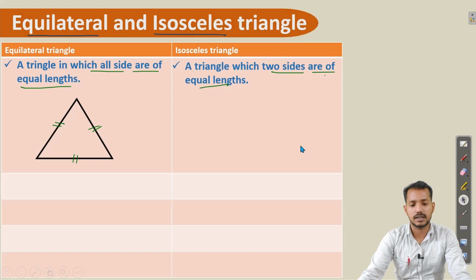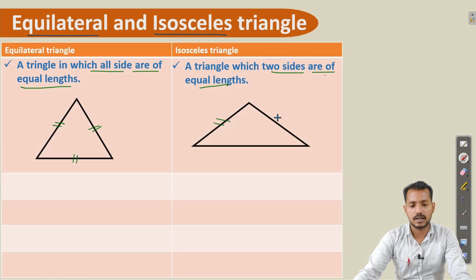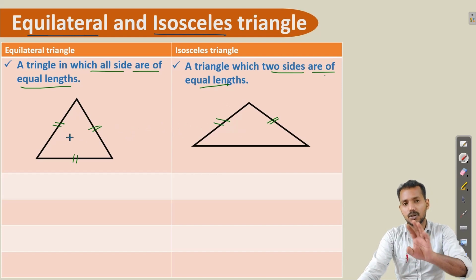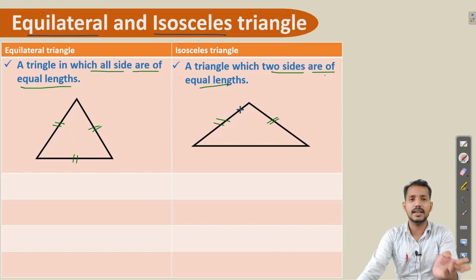For example, if we take a triangle here like this, you can see these two adjacent sides are equal. This is the difference between an equilateral triangle and an isosceles triangle. Basic difference: here all three sides are equal. Here any two sides are equal. The third side is not equal to the equal sides.